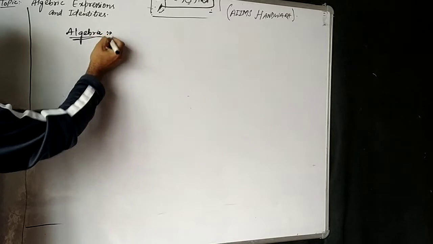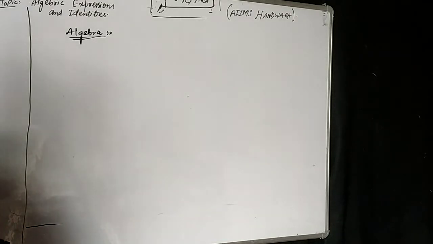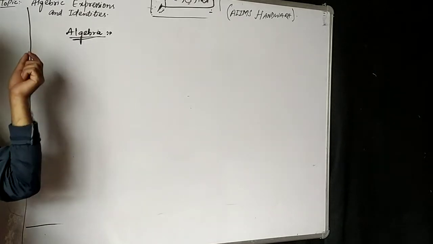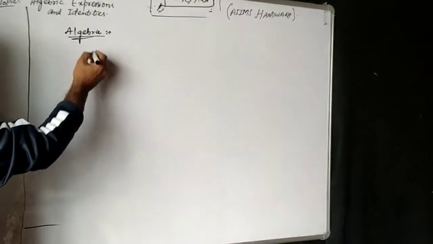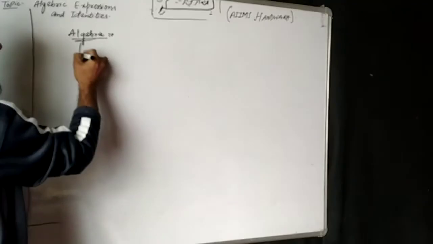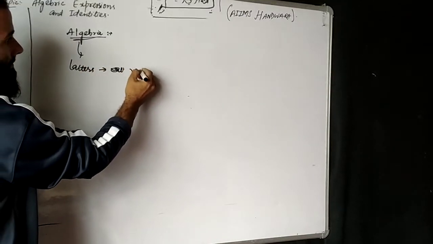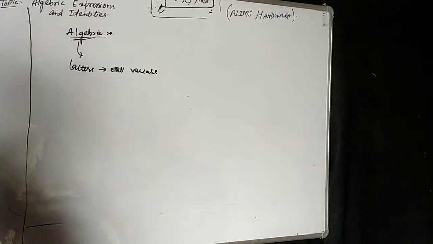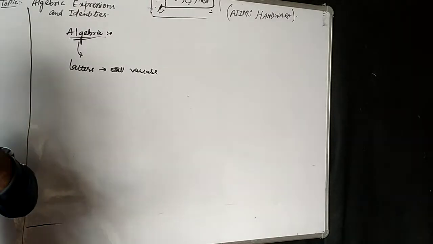Algebra, you know, it is a separate branch of mathematics that involves letters for numbers. I will repeat this: it is the branch of mathematics that involves letters for numbers. The letters here used are called variables. So algebra is that branch in which we use these letters, as you know, A, B, C, etc. up to X, Y, Z.